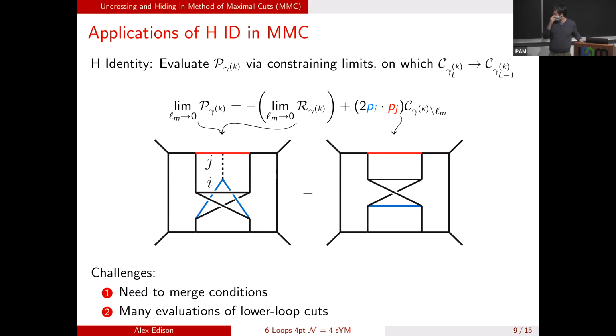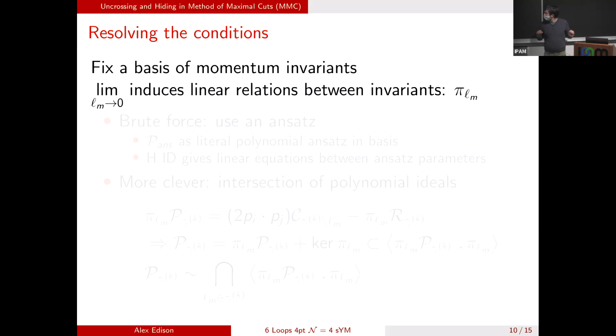So a couple of the challenges here: we need to merge these conditions. This is not an exact calculation, but it is a merger of a bunch of different constraints. And we also need to handle a large number of evaluations of the lower loop cuts, because you end up needing to do this for every leg in the diagram. So the constraints are the interesting part.